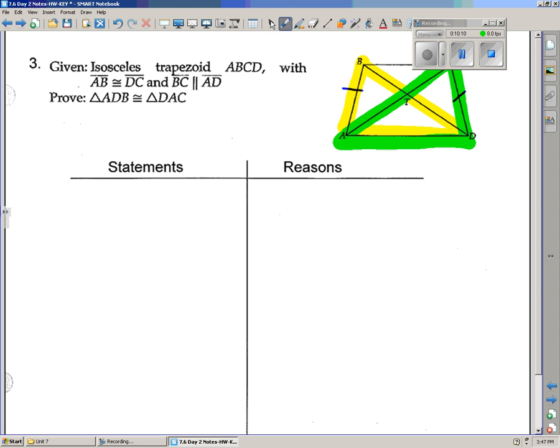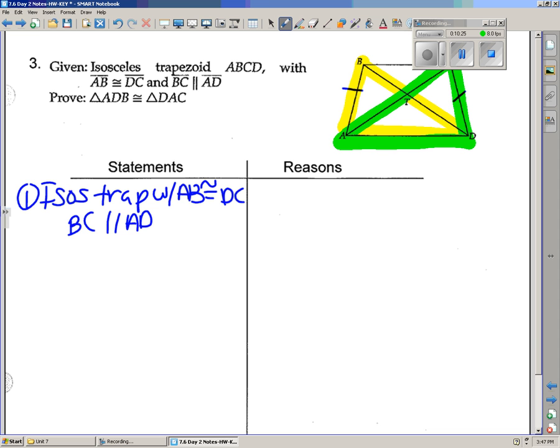So we've got isosceles trap with AB congruent to DC and BC parallel to AD. All right, that's all good. That's given. So there's one side. You also have reflexive on the bottom. AD is congruent to DA, and that's reflexive.